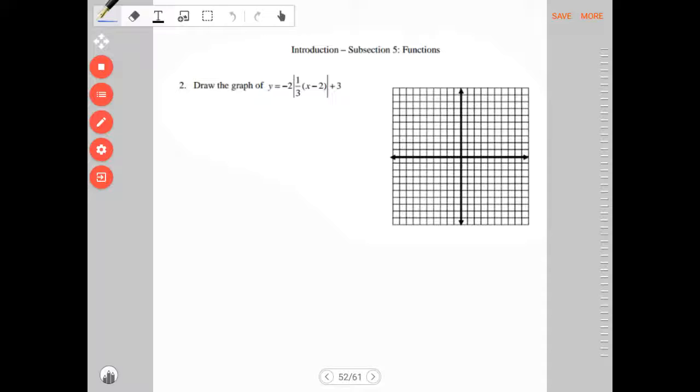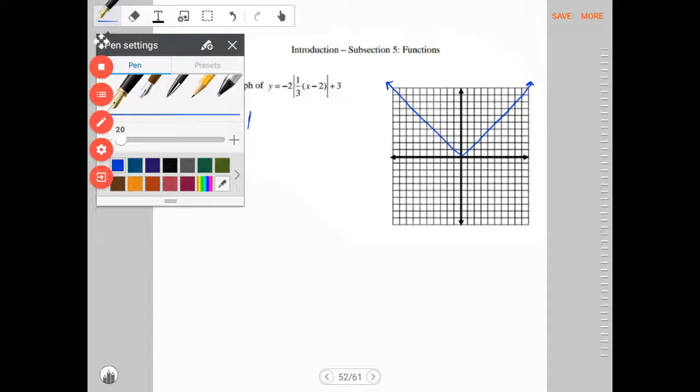All right, example 2. So draw the graph of this guy, okay, on the grid. All right, so tell you what, this one, it is helpful to start with the picture. The basic graph of this is y equals absolute x. So if we draw that one really quick, that is just the V graph, absolute value. Okay, so that's the basic graph.